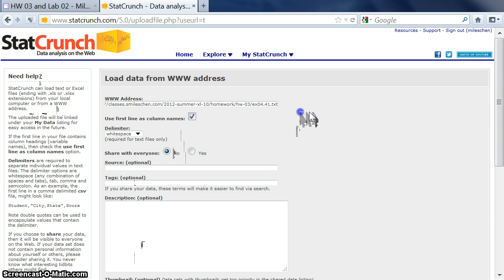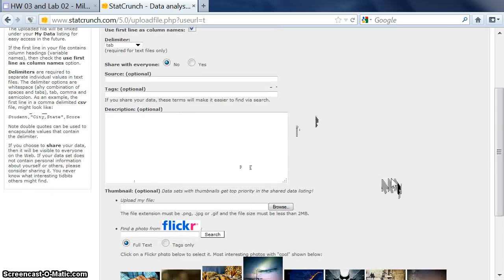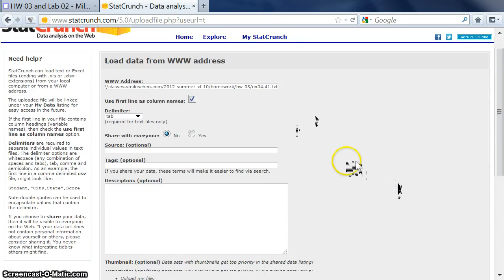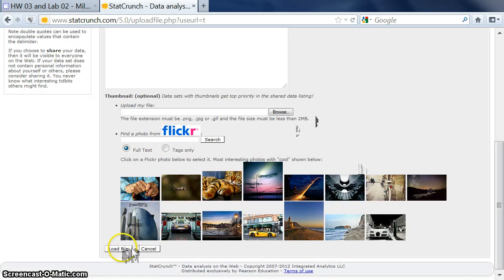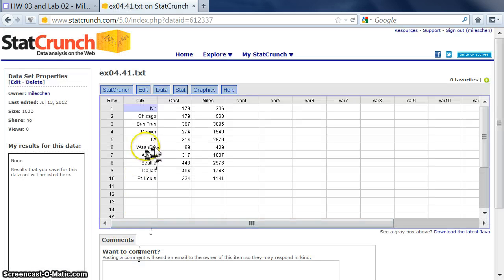We're going to enter it right there. This time, you need to change the delimiter from white space to tab, okay? Because some of the cities, like San Francisco or St. Louis or whatever, they've got a space in the name of the city, so you have to change the delimiter to a tab. And so go ahead and click Load File. And when you do that, you should have the data just like this.